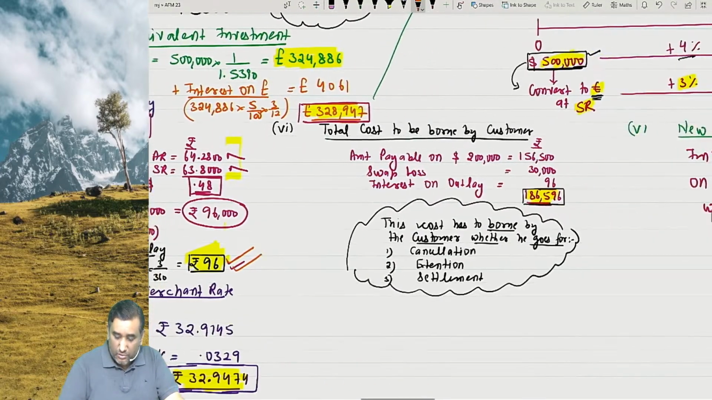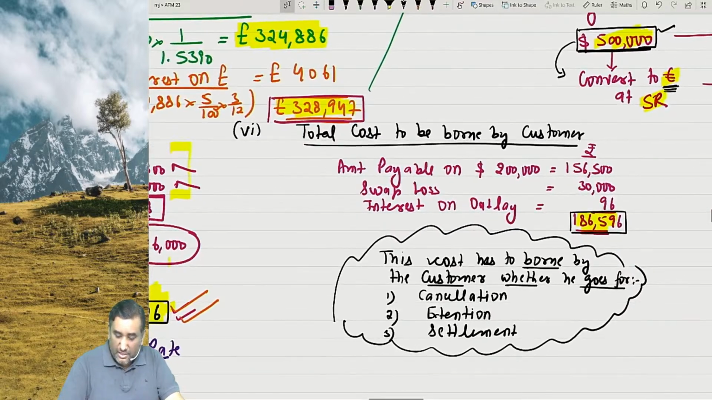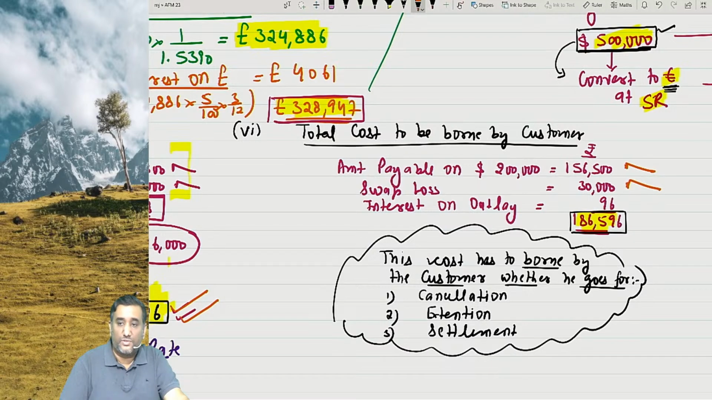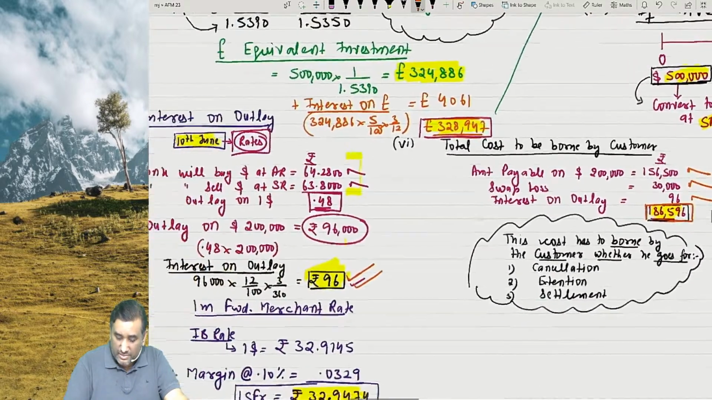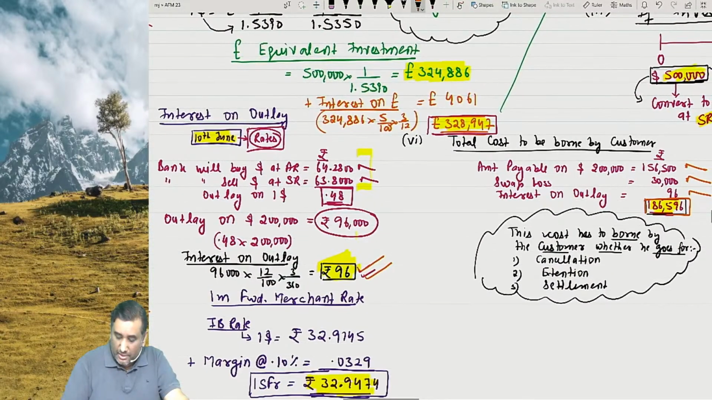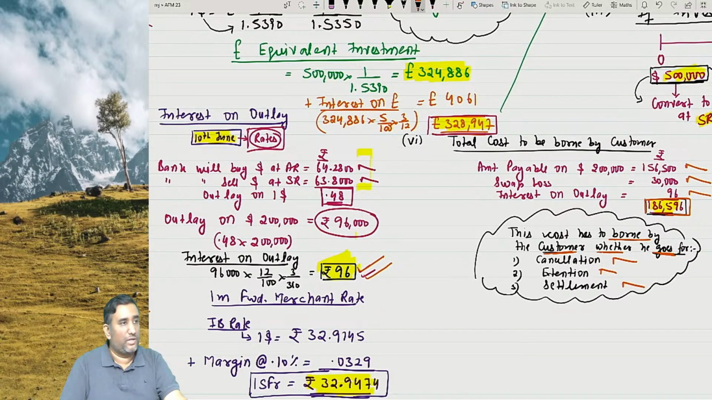Interest. Then the total cost to be borne by the customer. Amount payable on $2 lakh, 156,500. Swap loss 30,000. The interest on outlay 96. The cost has to be borne by the customer whether he goes for cancellation, extension or settlement. No matter what he wants to do, under all circumstances he has to bear the cost.